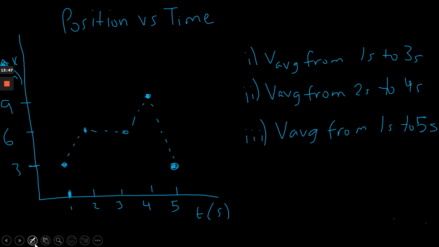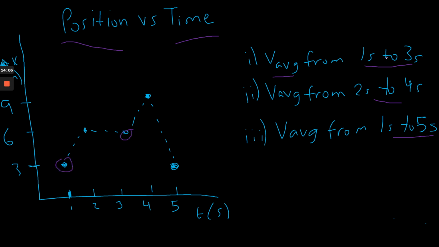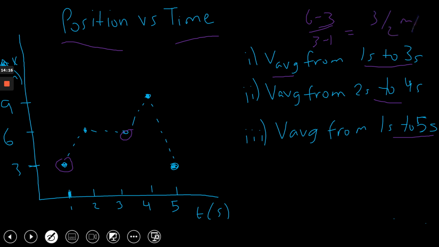So I've set some graphs here for us to find certain things to hopefully nail this concept in. Here we have average velocity from different times that we're asked of. The average velocity on a position versus time graph is the slope. So from 1 to 3 seconds, 3 to 6, the slope would be 6 minus 3 over 3 minus 1, which equals 3 over 2 meters per second. And let's just call this i hat as our sign convention.